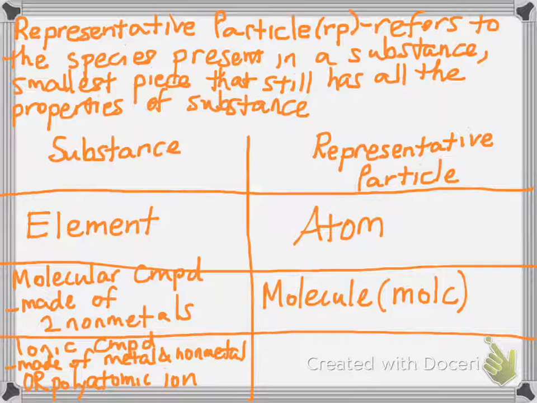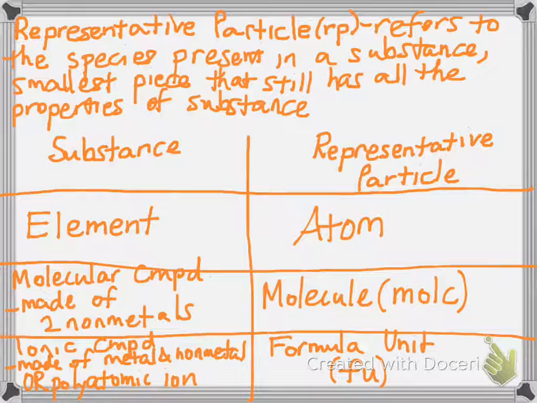And lastly, an ionic compound. Again, the same idea. Big chunk of ionic compound, what's that smallest piece I can chop it up into and it still has all the original properties of that ionic compound? That smallest piece is called a formula unit. And remember, everybody likes our abbreviation for formula unit because it's FU.